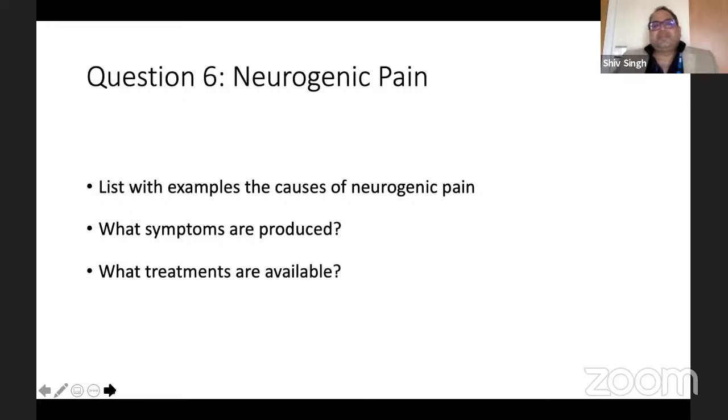Last question of the day, it is about listing. So this is not exactly a question on description, it's about listing with examples the causes of neurogenic pain, what symptoms are produced, and what treatments are available. So you're not asking about a specific syndrome, you're being asked to list the causes of that.